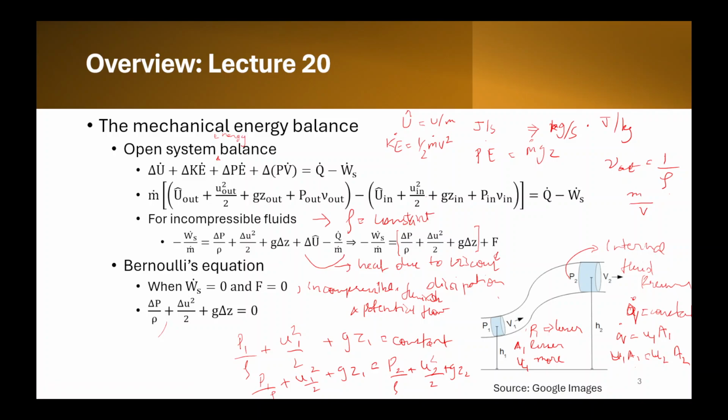So this Bernoulli's principle is used in several flow meters as well, such as the Pitot tube and others.